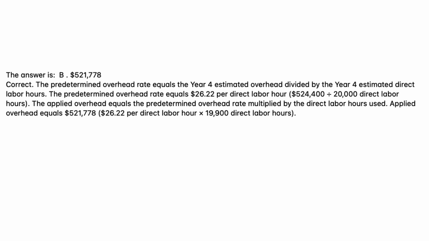The predetermined overhead rate equals $26.22 per direct labor hour, $524,400 divided by 20,000 direct labor hours. The applied overhead equals the predetermined overhead rate multiplied by the direct labor hours used. Applied overhead equals $521,778, $26.22 per direct labor hour times 19,900 direct labor hours.